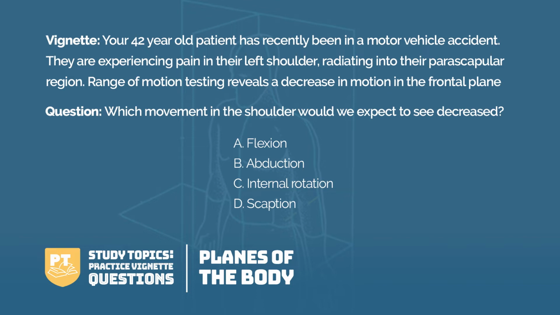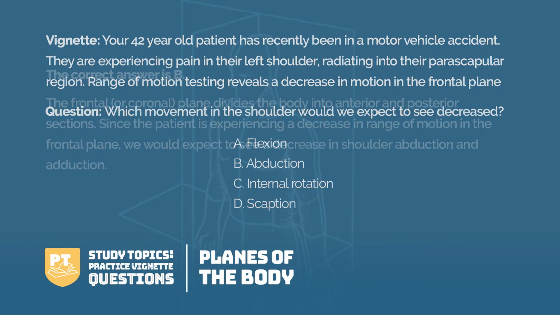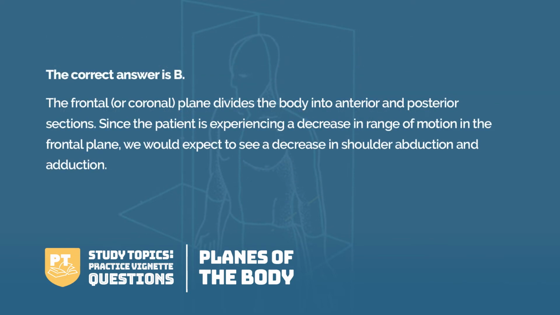Okay, let's review the answer. The answer to this question is B. The frontal or coronal plane divides the body into anterior and posterior sections. So if you think about it, the patient is experiencing a decrease in range of motion in the frontal plane. When you move your arms in the frontal plane, we would see abduction and adduction. So therefore, they have a decrease in that range of motion.